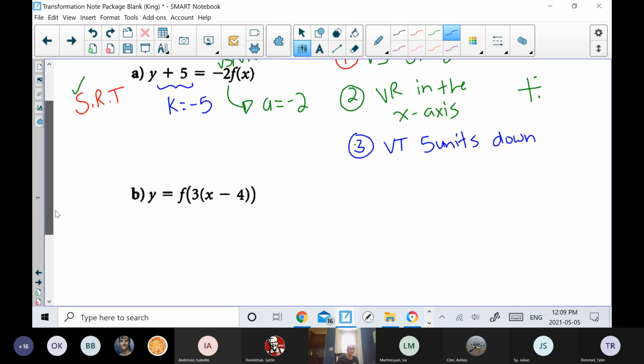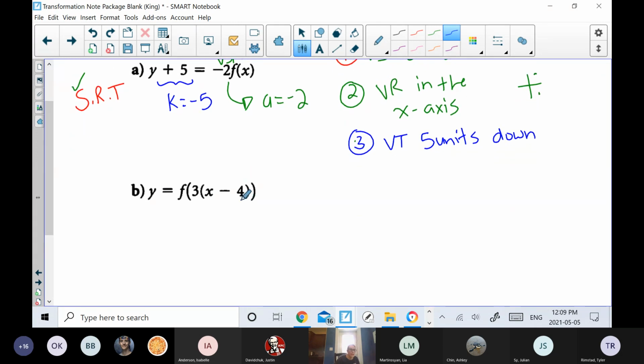See if you're able to take out the 2 parameters for this. What is this guy? Which parameter is that? And what parameter is that? This parameter here is within the function and is next to x. That is your h parameter. The h parameter here is going to be 4. It's going to be a horizontal translation 4 units to the right.